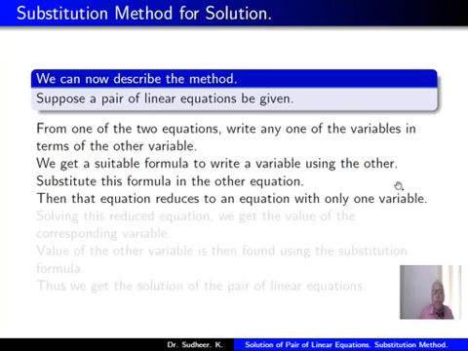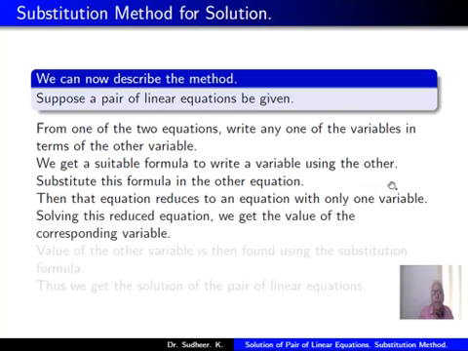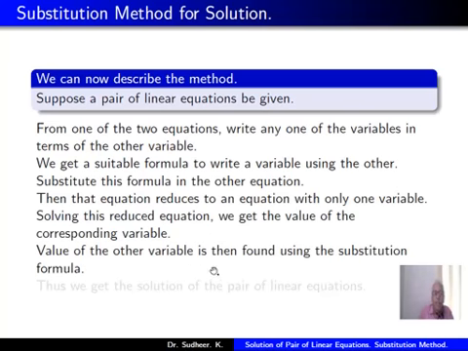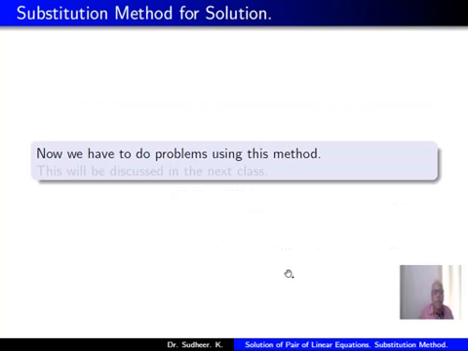Substitute this formula in the other equation, then that equation reduces to an equation with only one variable. Solving this reduced equation, we get the value of the corresponding variable. The value of the other variable is then found using the substitution formula. Thus, we get a solution of the pair of linear equations.